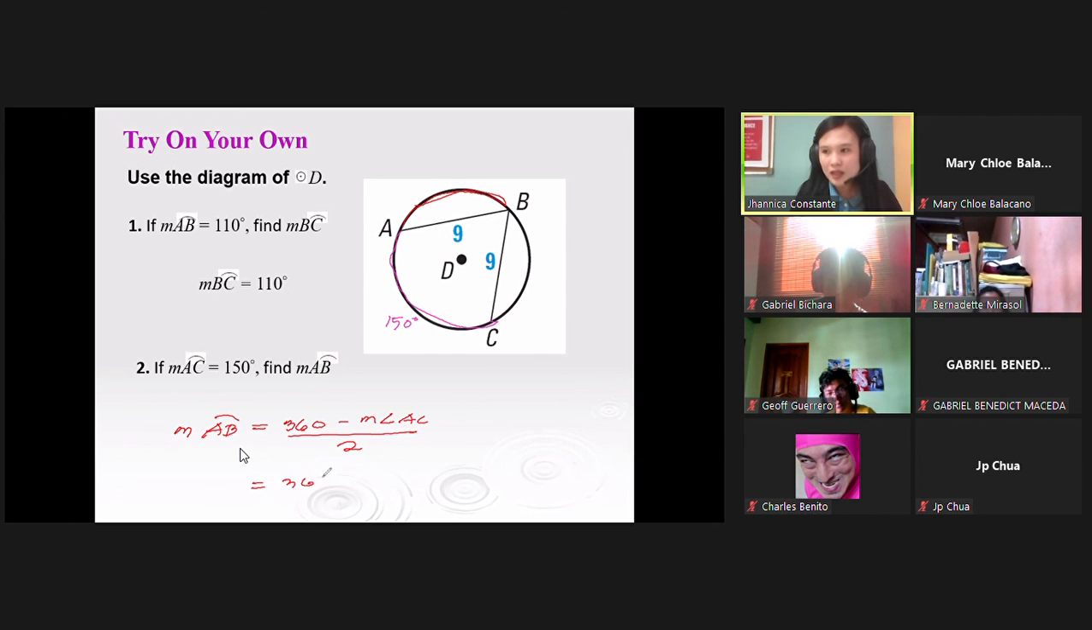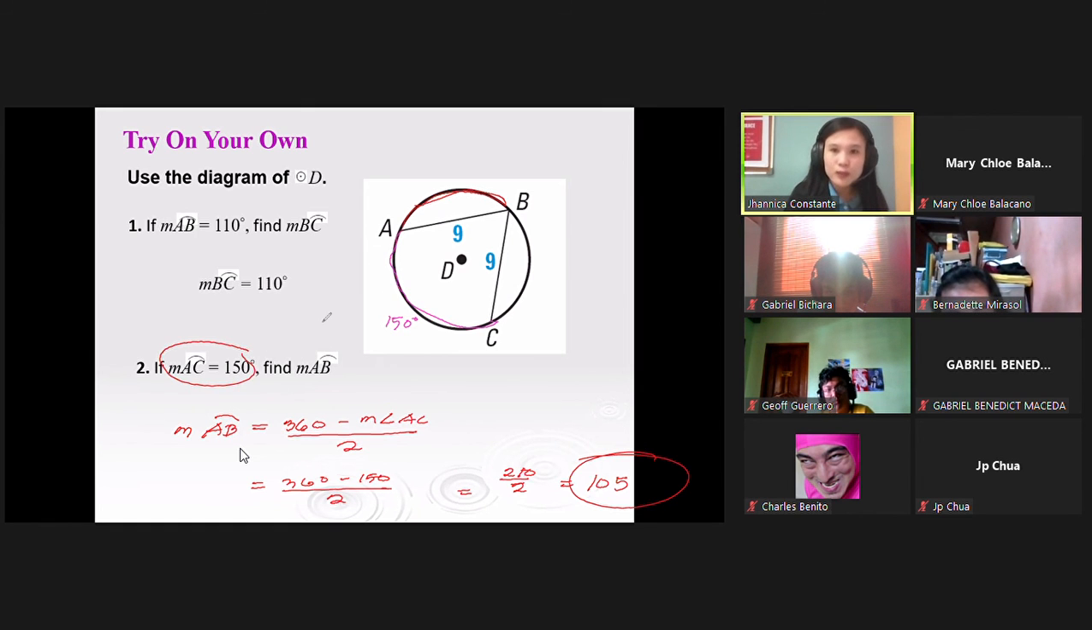So 360 minus 150 divided by 2, which is equal to 210 divided by 2, equals 105. So that is the measurement of arc AB. So that's how we can find the measurement of arc AB that we have, since AC is a major arc in the circle. Okay.